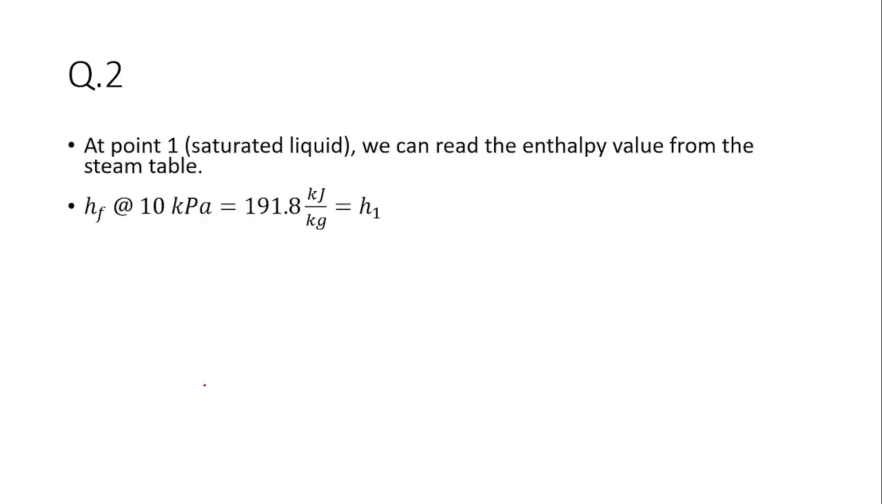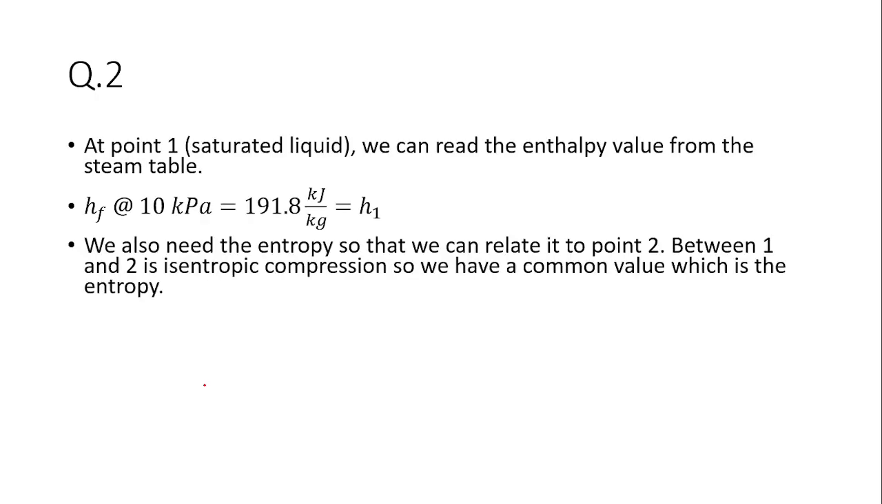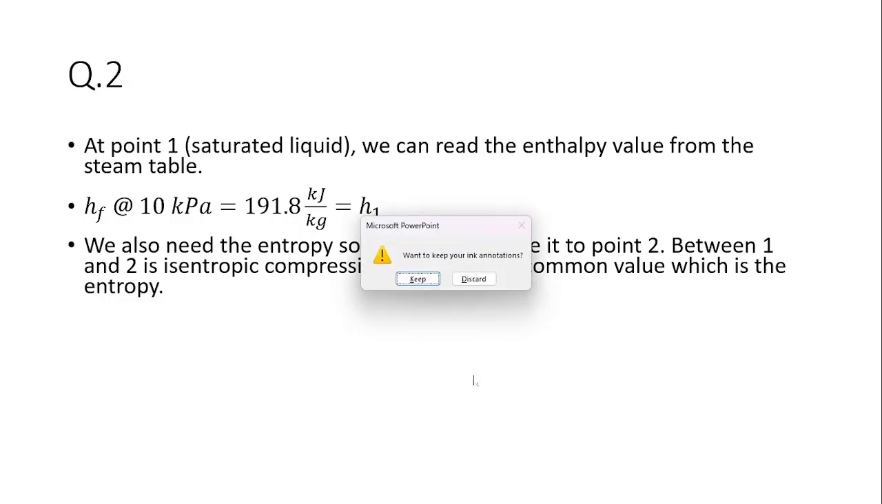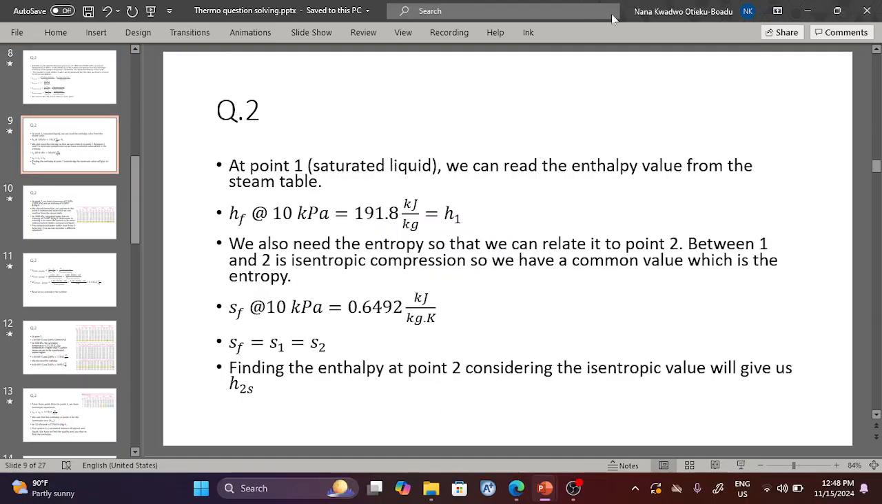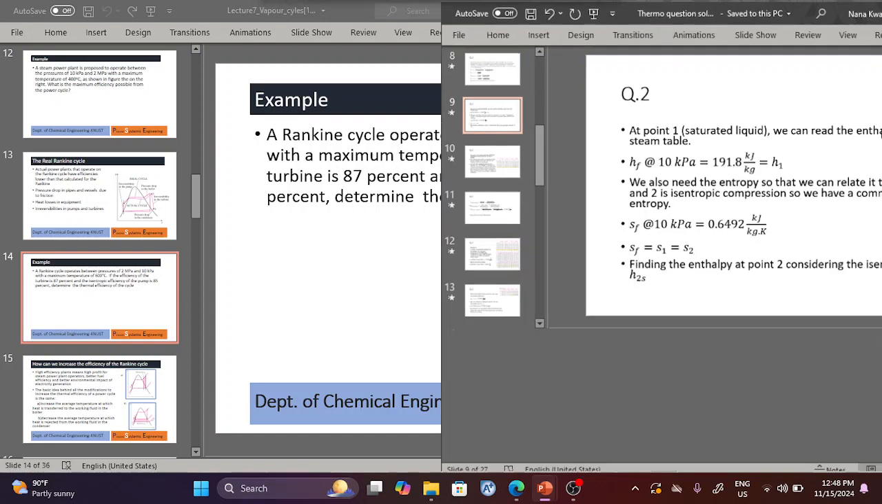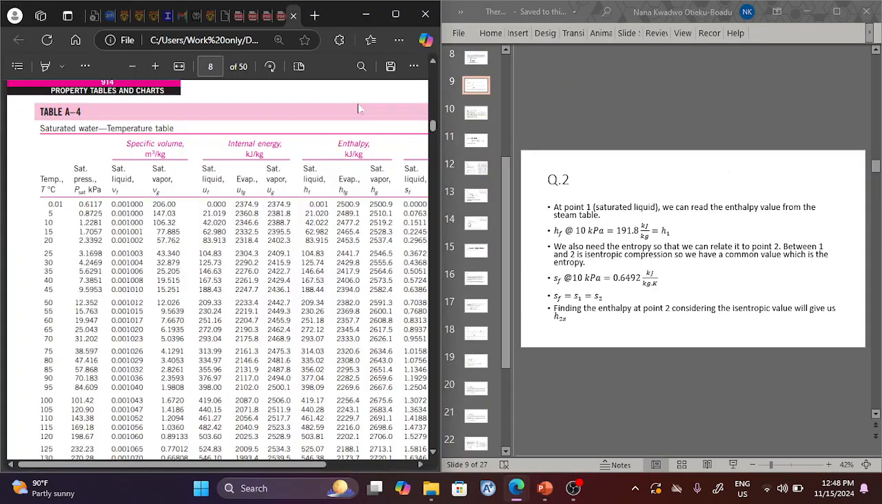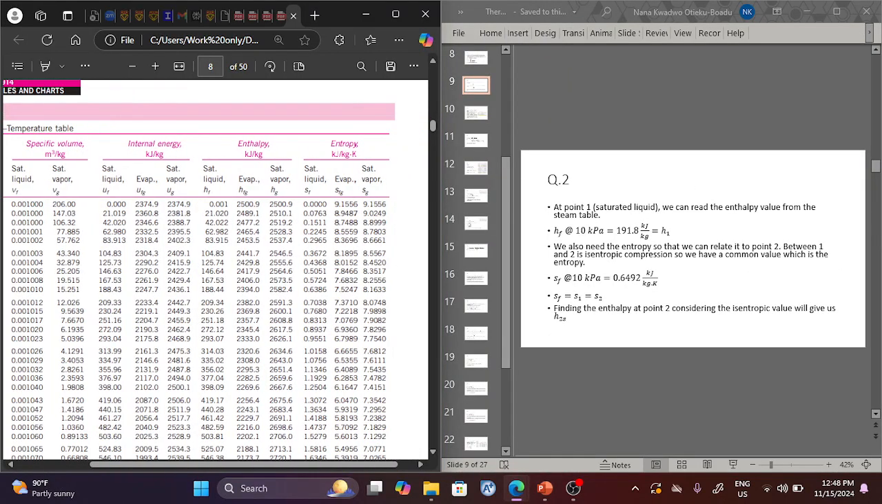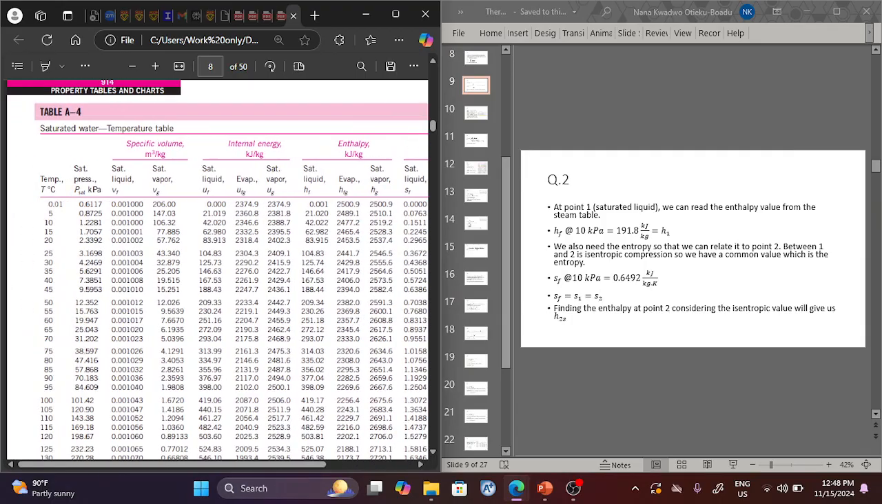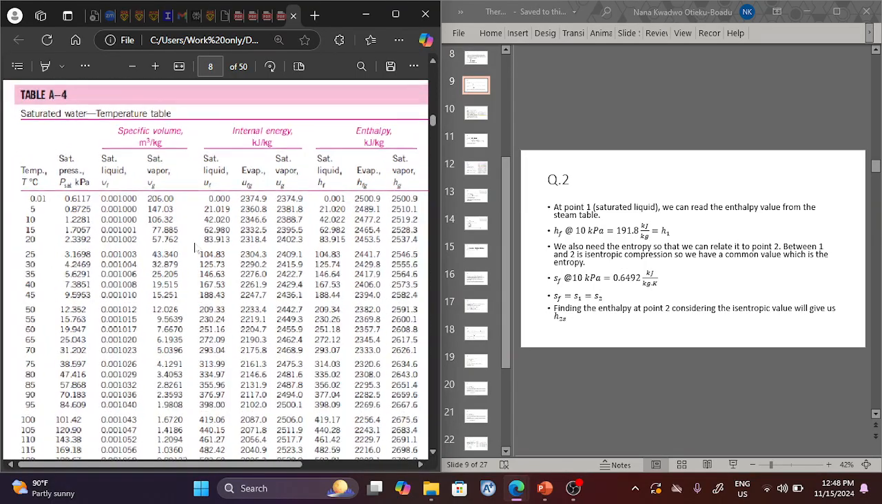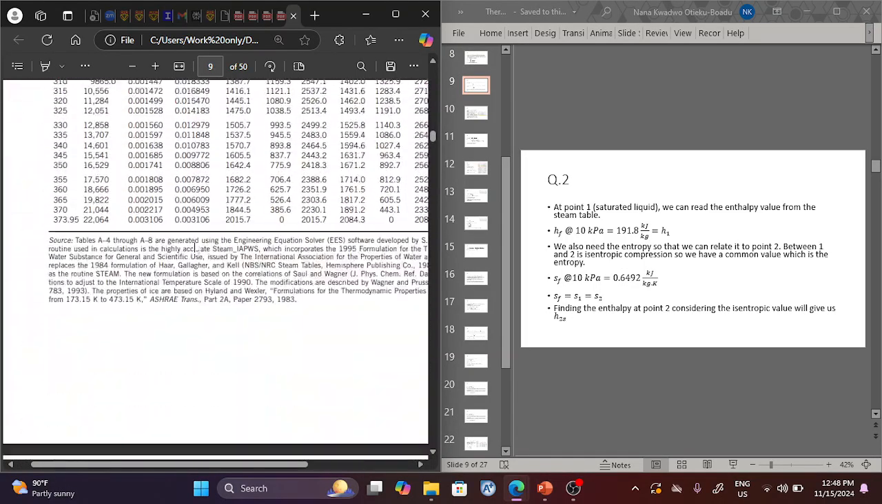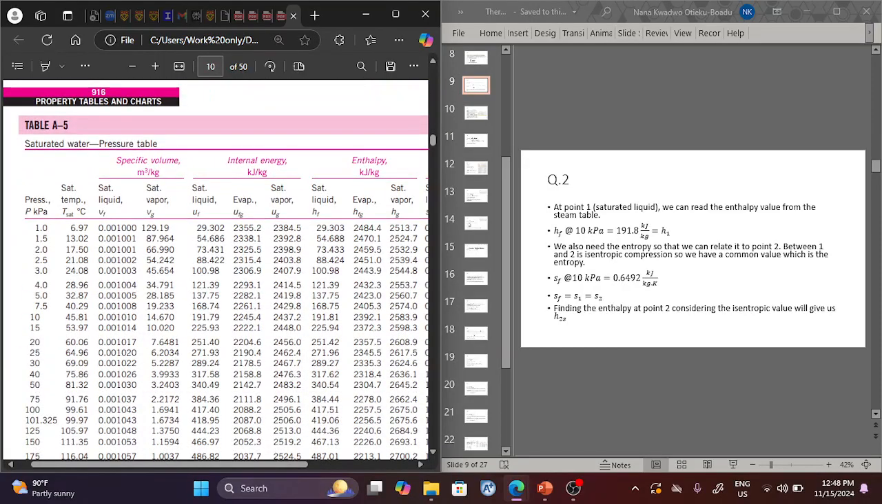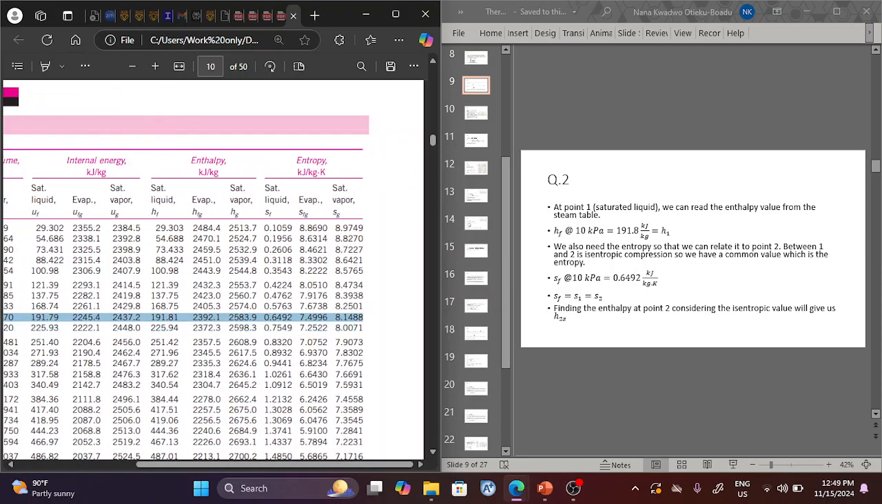So at point 1, once again saturated liquid. So we can read this from the steam table. So let me open up the steam table. I think let me split this screen so that we can see it. So at point 1, we are looking at 10 kilopascal in a saturated liquid. So we look for the steam table part that works with pressure. 10 kilopascal is here, right? So let me highlight that whole row.